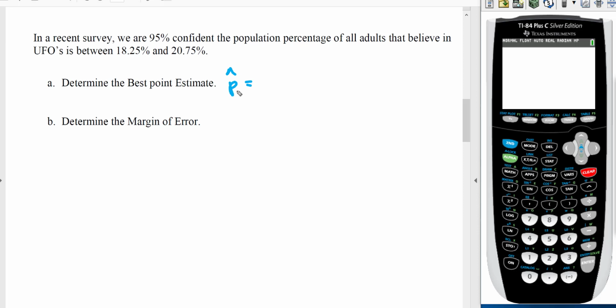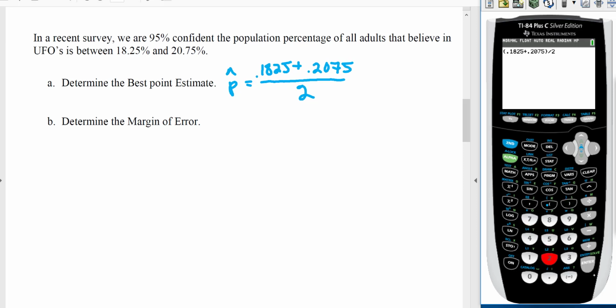In order to calculate p-hat with only the given interval, what we have to do is take the average of the interval. So we take 0.1825, add it to 0.2075, and divide it by 2. On our calculator, make sure we put parentheses around the numerator. So we take open parentheses 0.1825 plus 0.2075, close parentheses, divided by 2.